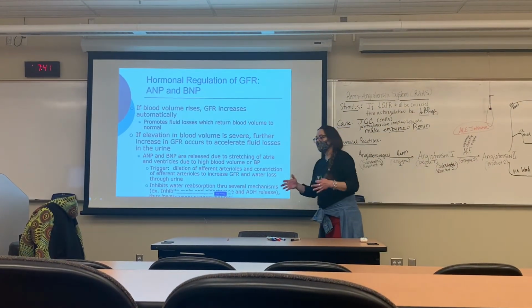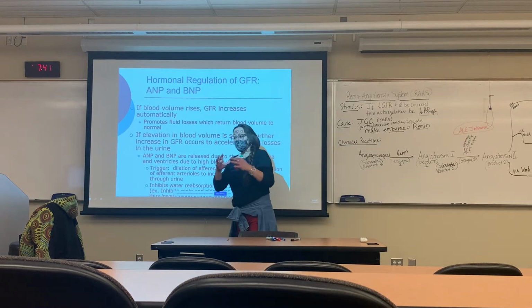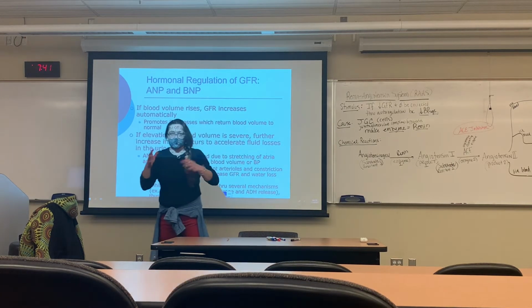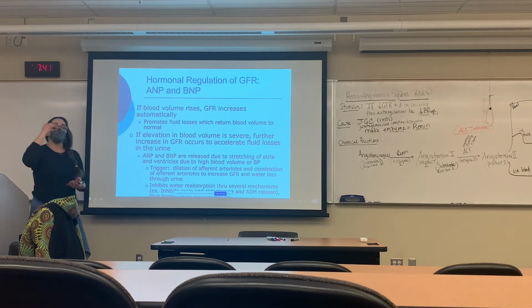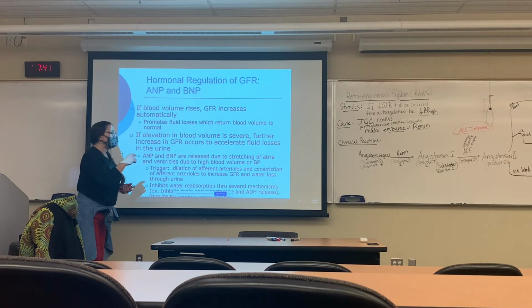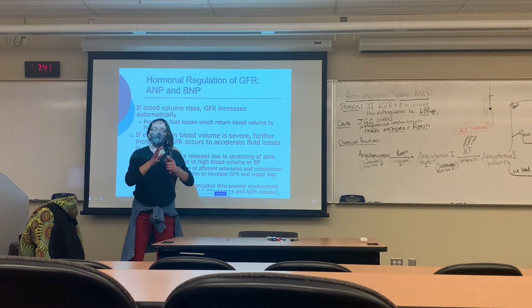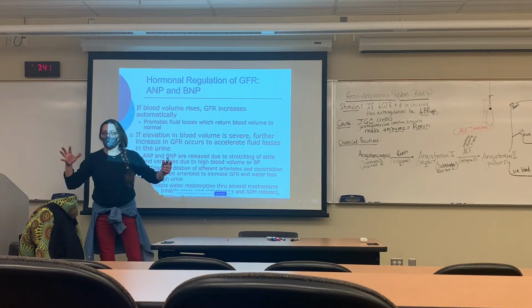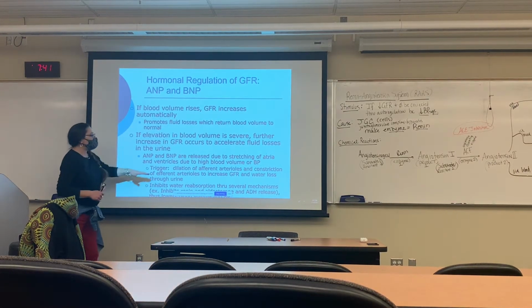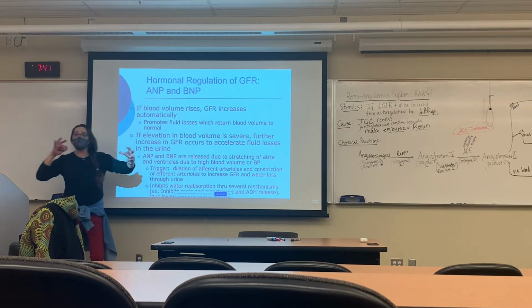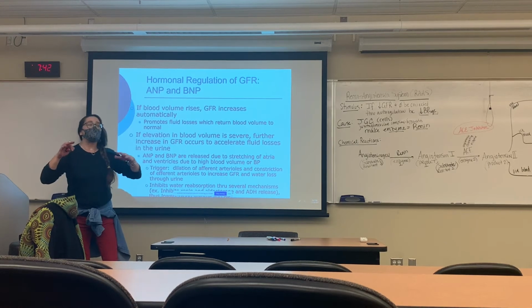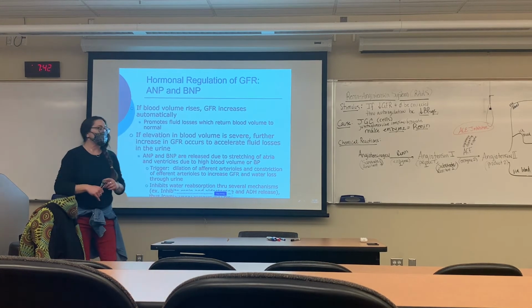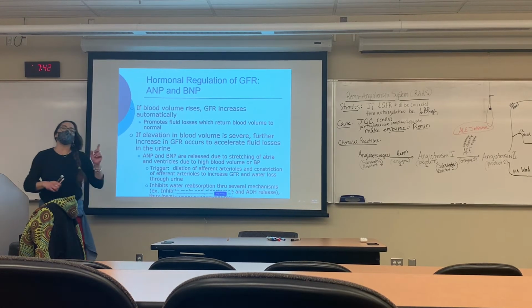Now remember, when blood comes back to your heart, your atria and ventricles stretch. That's just what happens. If your blood volume and blood pressure are really high, then it's going to cause your atria to stretch even more, okay? And when the atria and your ventricles stretch to an excessive amount, let's just say that, that's when these hormones are released.